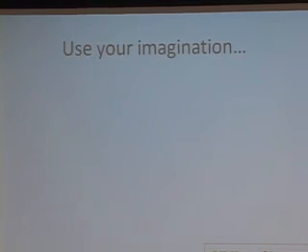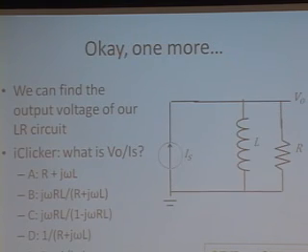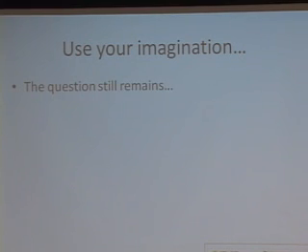Okay, so at this point, we still don't really know why these impedances are imaginary. And if we add them together, like we did here, we can see that it's not just real or imaginary. These impedances now have a real part and an imaginary part. So there's sort of a mixture going on, and what exactly does this mean? So the question still remains.